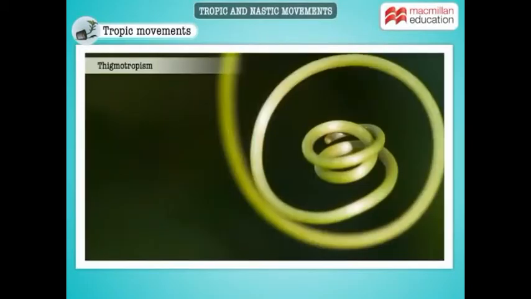The next type of tropism is thigmotropism. Can you identify which part of the plant this is? These wiry stems are actually tendrils. They are usually seen in weak-stemmed plants like grapes, peas, etc. These tendrils move in the direction of a solid object which is near to them.